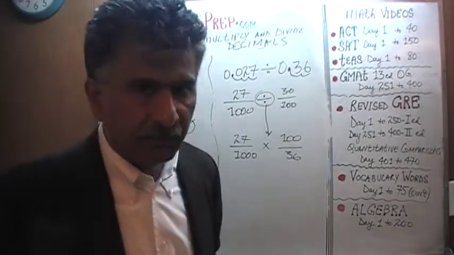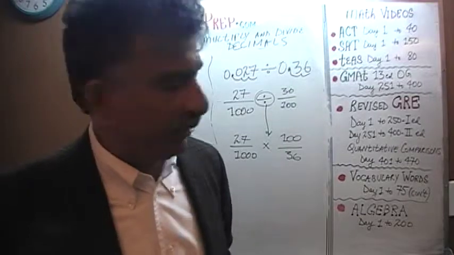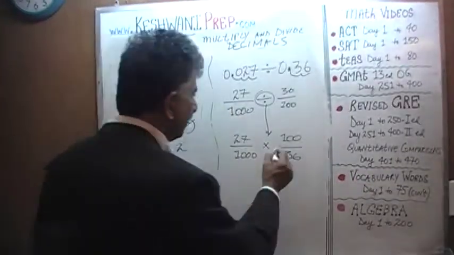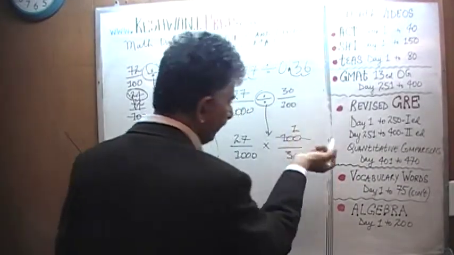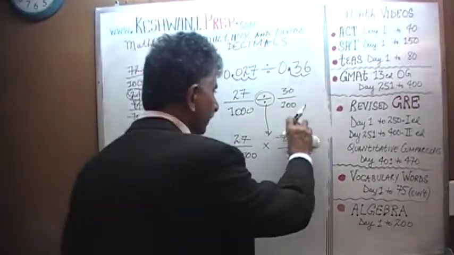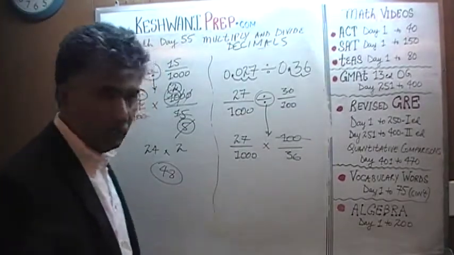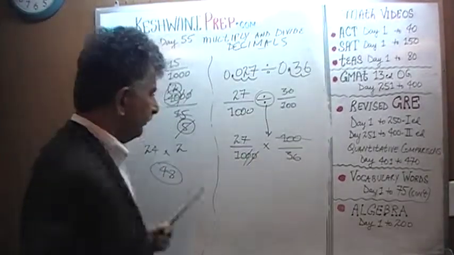Let's divide top and bottom by 100. If we divide the top by 100, 100 divided by 100 is just 1. You don't have to write 1 if you don't want to. If you're lazy, you don't have to write it, it's there. And 1,000 divided by 100, you're just going to knock out two zeros.